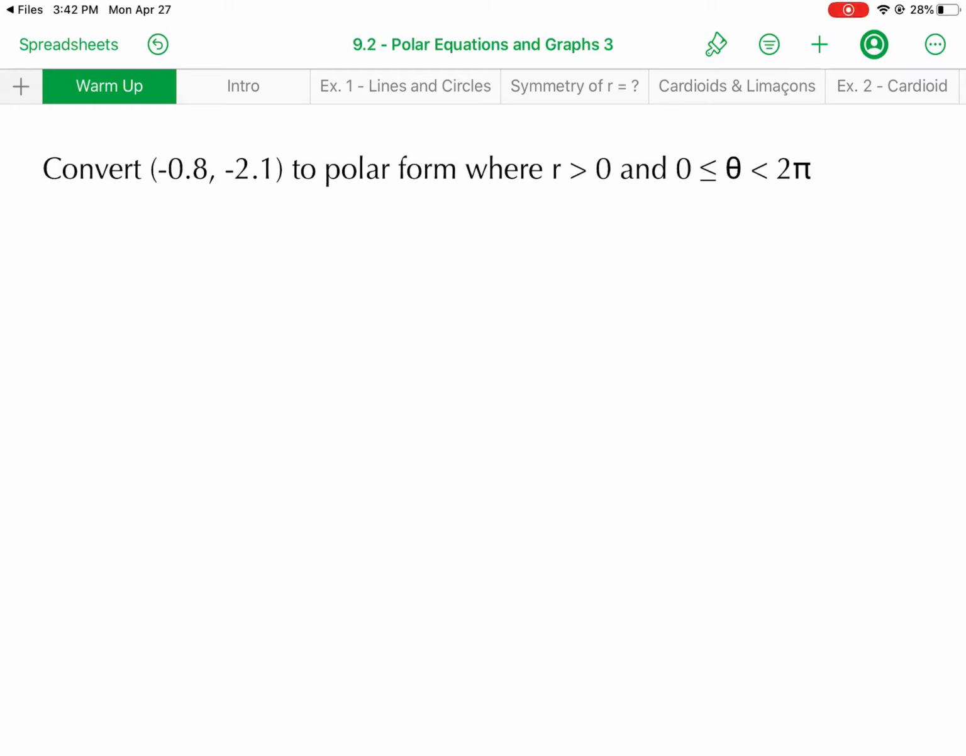Hey everyone, today I want to begin with this warm-up problem as a quick review for a particular type of problem that was commonly missed on the quiz from last week. So here we're converting a point that is in rectangular form into polar form, and we want it so that the r value in polar form is positive and that the angle is between 0 and 2 pi radians, okay?